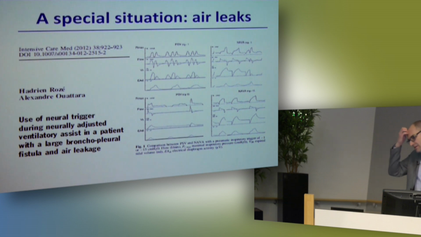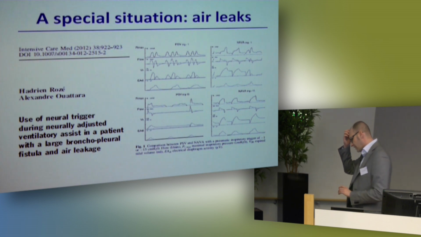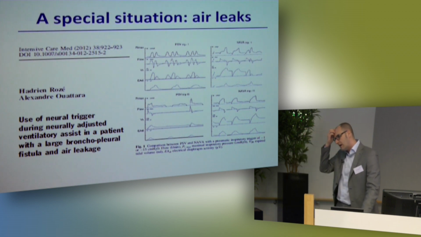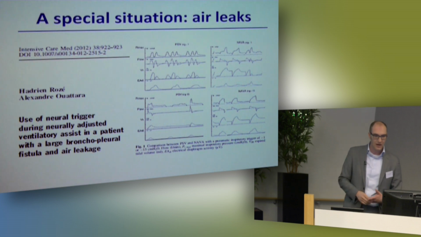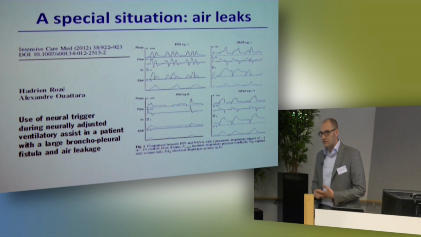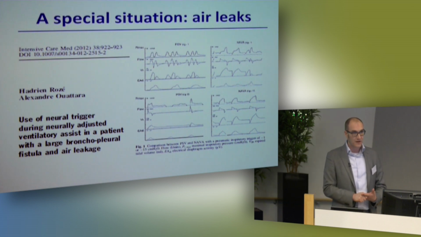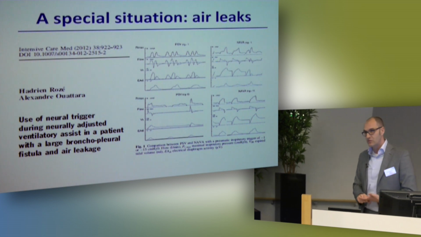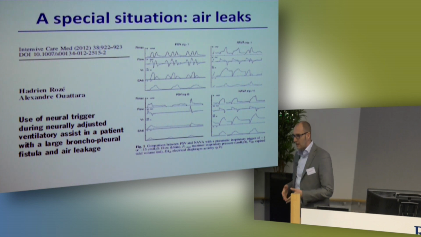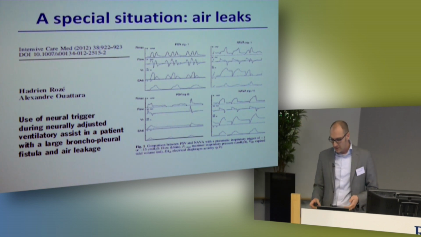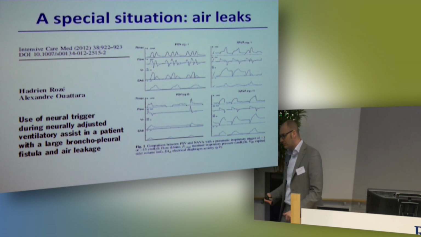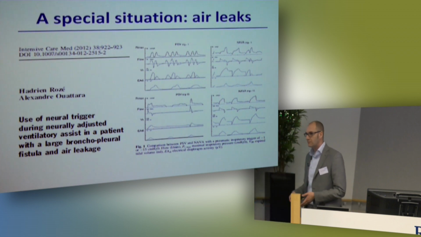This is a very interesting case which was published by Adrien Rosé, because this is a situation which is very common in clinical practice. Sometimes patients are put on ECMO because they have signs of barotrauma, air leaks, pneumothorax or bronchopleural fistula, and these patients are really, really difficult to ventilate. For example, this patient had a large bronchopleural fistula, and they weren't able to ventilate him with pressure support because, due to the leak, the ventilator kept auto-triggering.